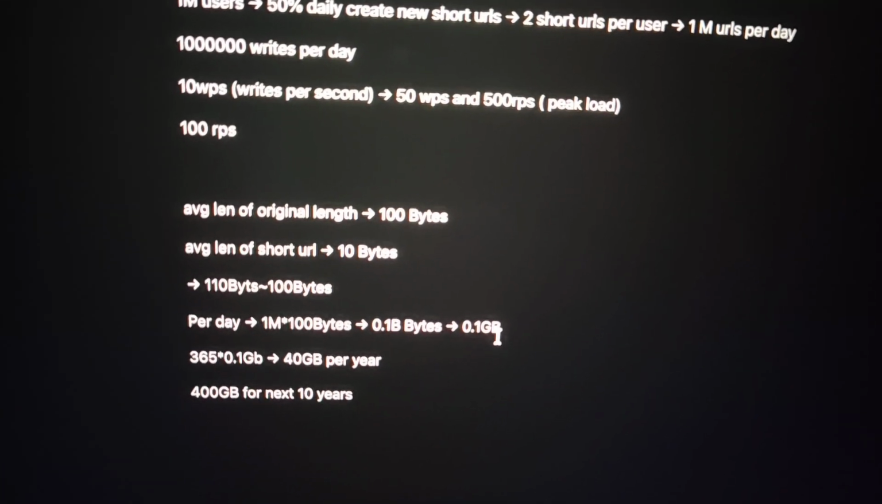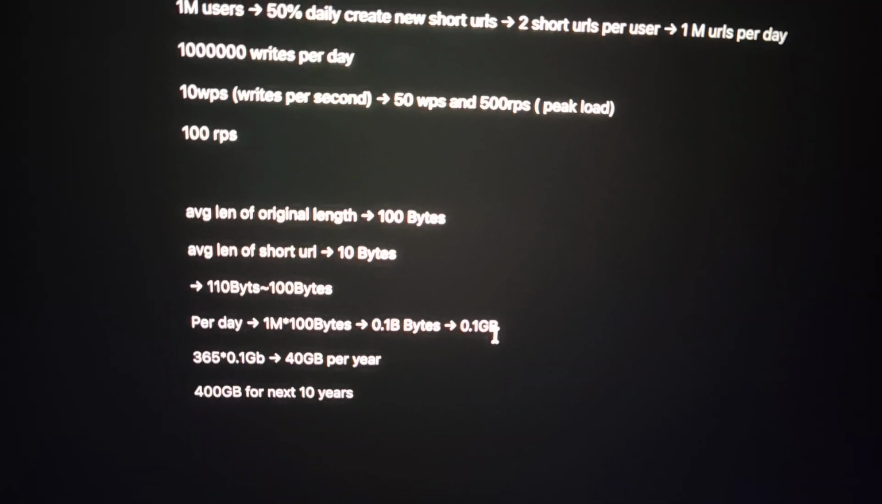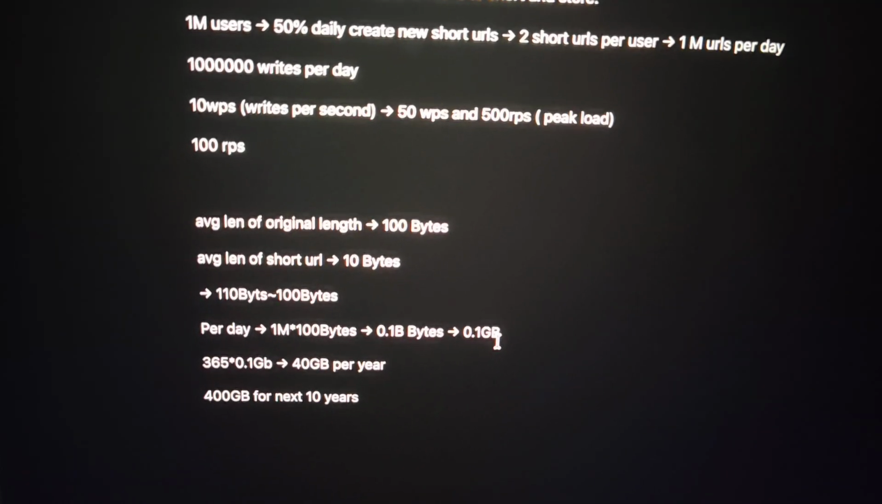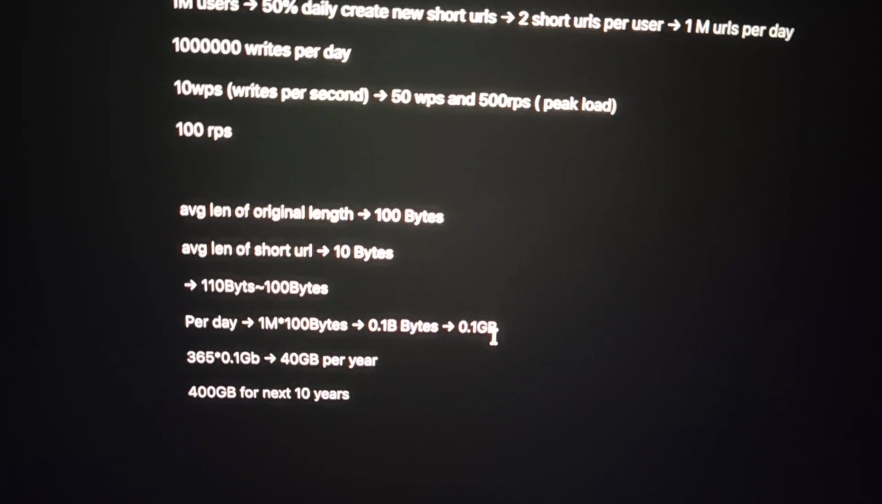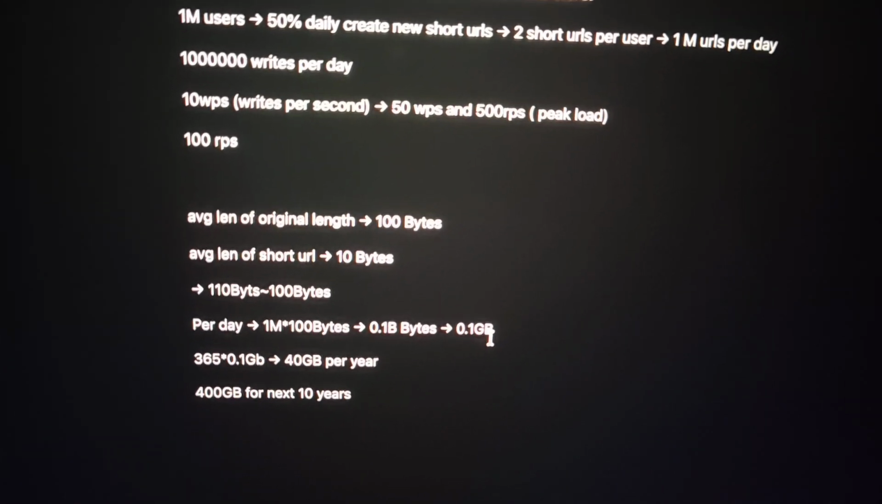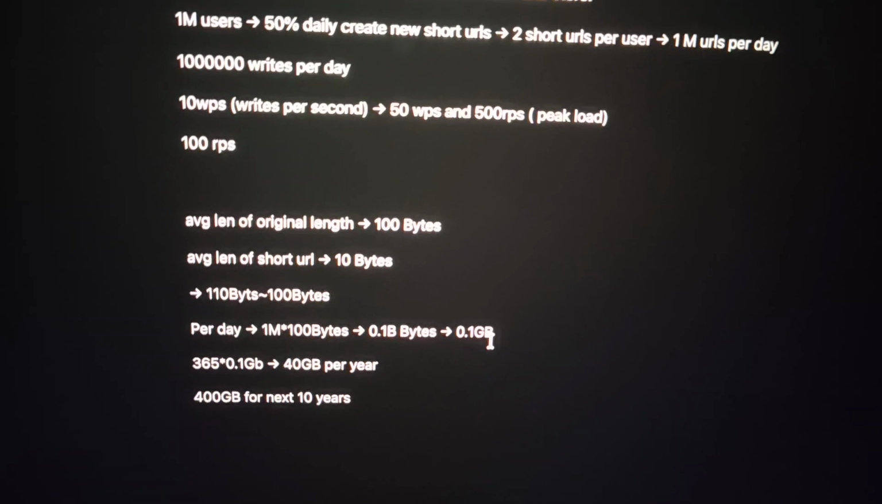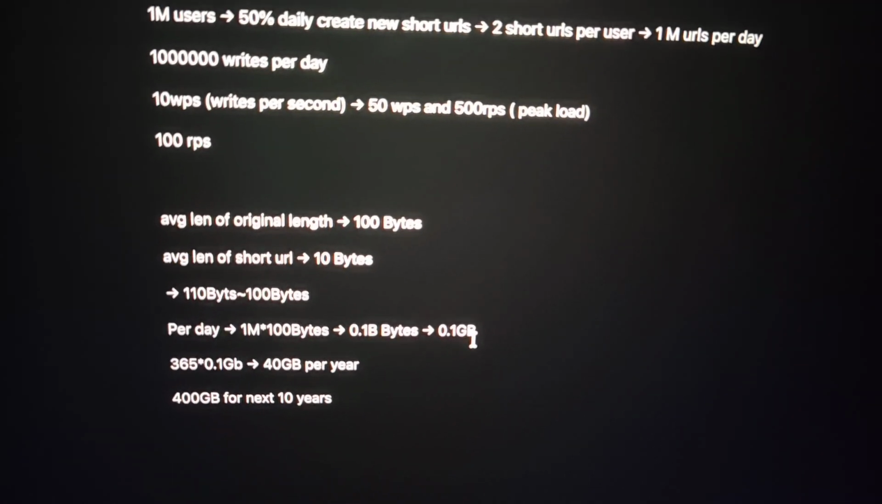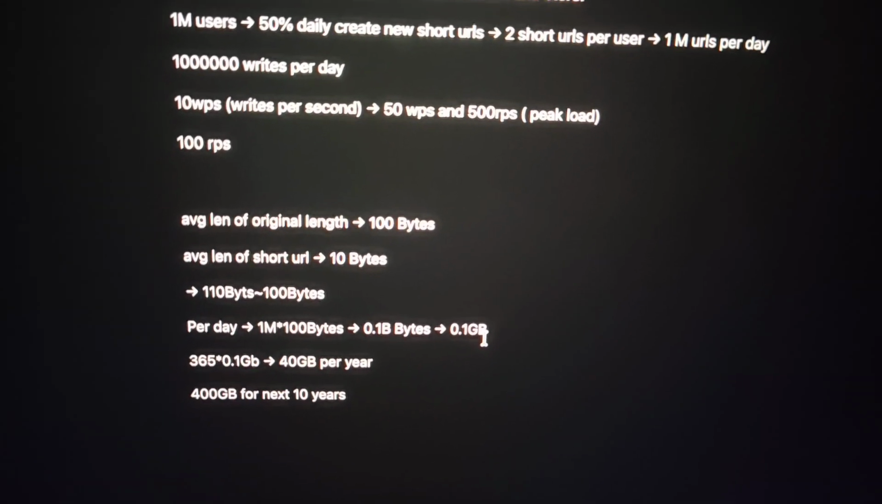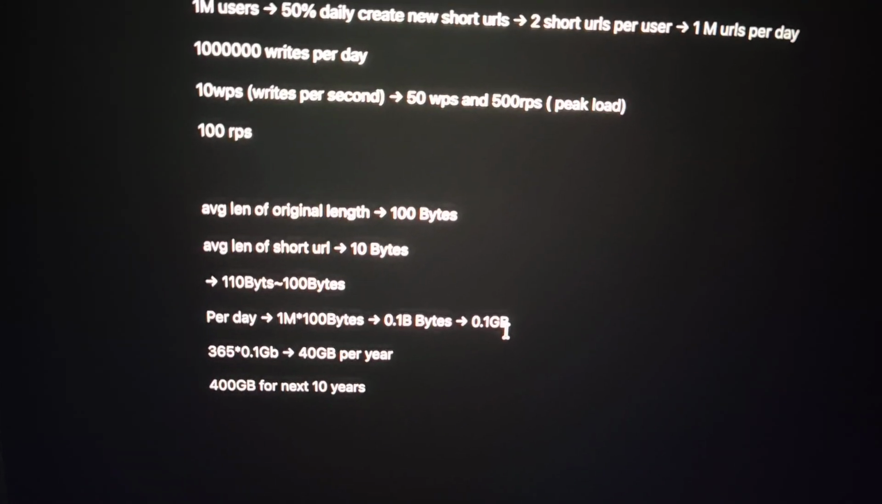The average length of the URL will be 100 bytes, and the shortened URL will be 10 bytes. So you will be handling 100 bytes of data approximately, and per day it would be 0.1 GB. For 1 year it will be 40 GB, and that's how you calculate. So in this you can see you don't need to shard or scale anything because the numbers are very low.